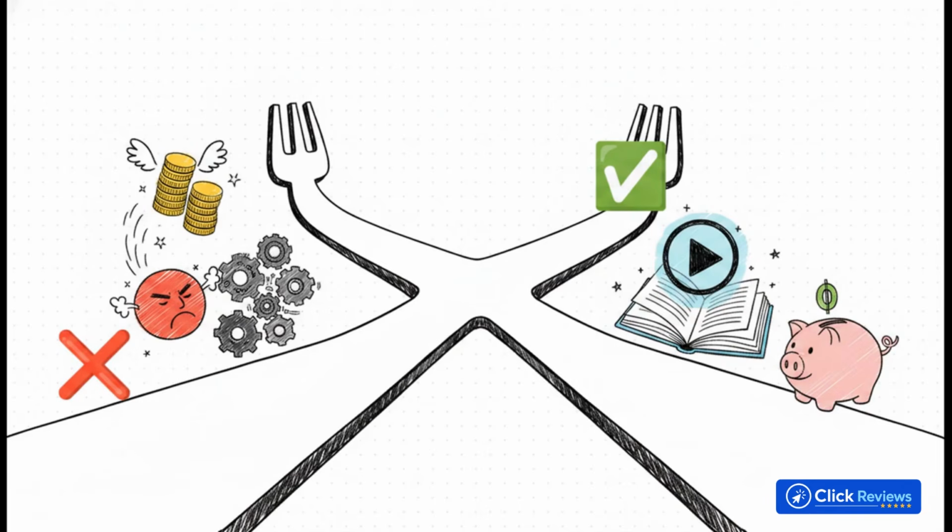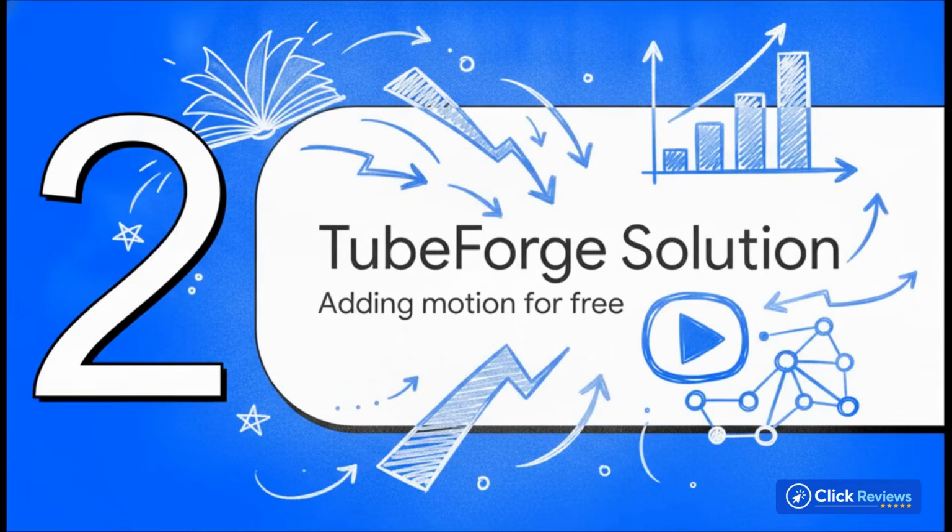The old way means you're stuck bidding on expensive Amazon ads, where you might break even if you're incredibly lucky, or paying a freelancer $25 to $75 for a single book trailer, or wrestling with complex editing software all afternoon just to squeeze out one clip. The proposed TubeForge way tackles this completely differently. It takes the static pages you already own and turns them into dynamic videos in about a minute, for $0 each.